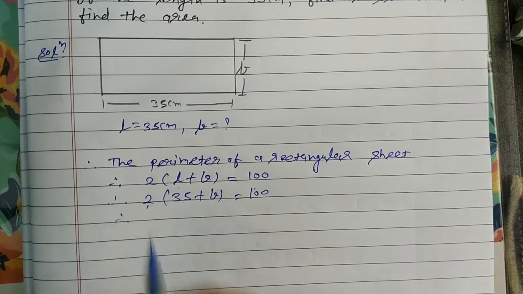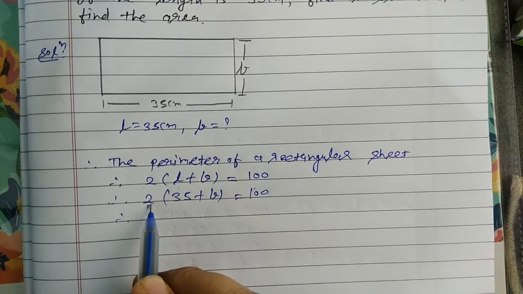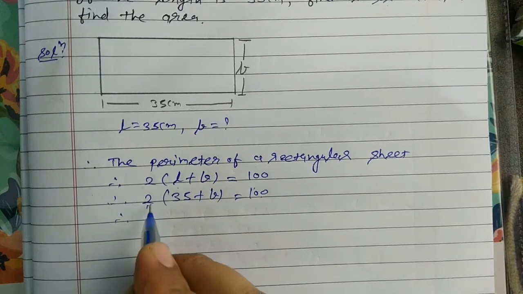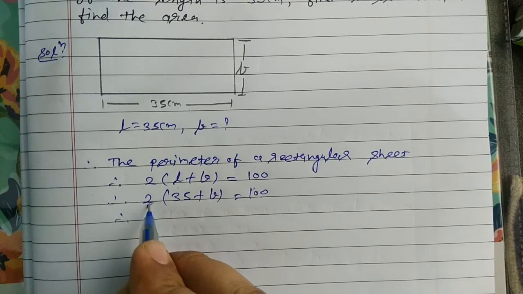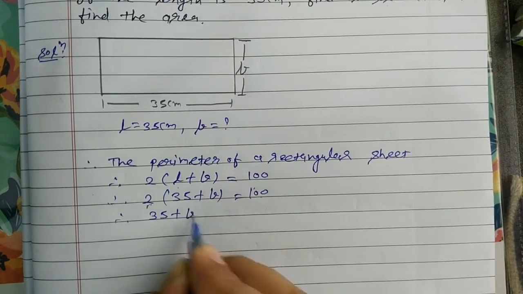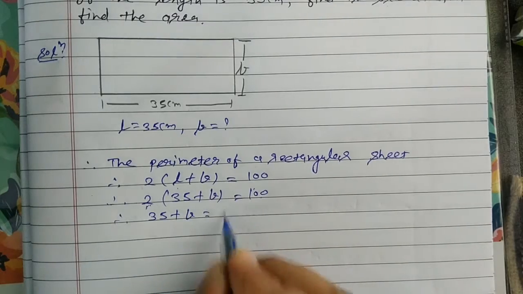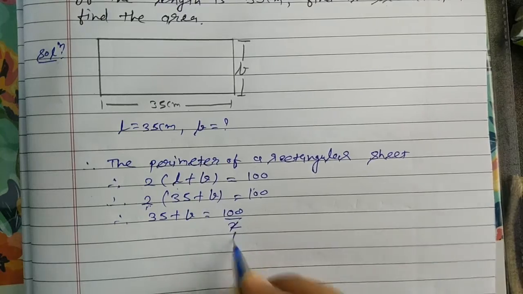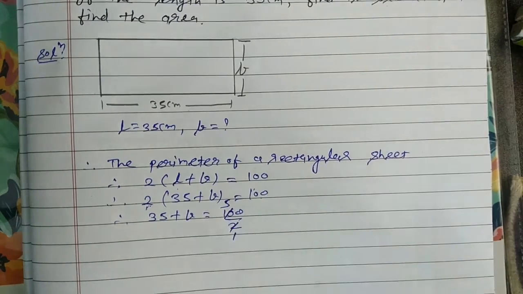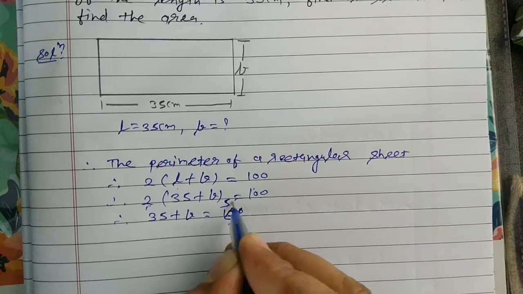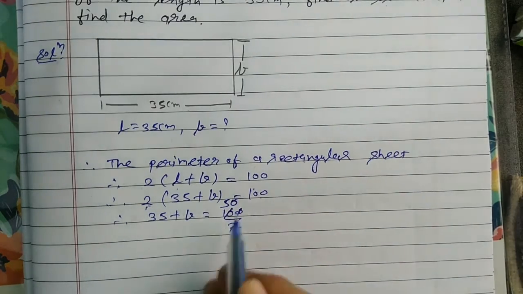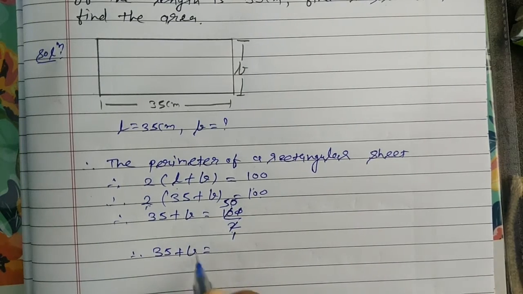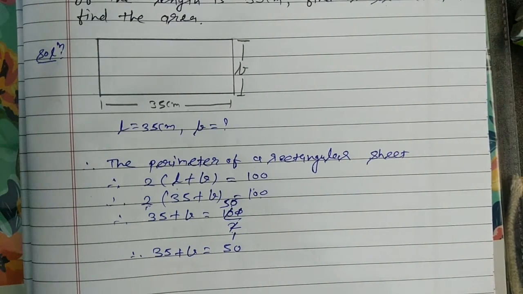Here we will remove this 2 first. So to remove 2 first, we have to divide this left hand side by 2, same way we have to do on right hand side. So here first we will divide this left hand side by 2, this 2 will cancel out, so 35 plus b only left, and when we divide 100 by 2, 2 1s are 2, 2 5s are 10. This 0 will cut out and the 0 will come here, so 100 by 2 is nothing but 50. So 35 plus b, that is equal to 50.